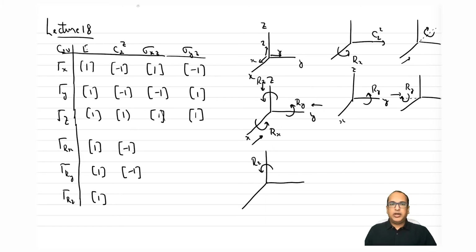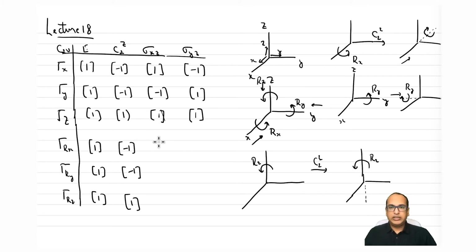Okay, so now again if I do a C2Z on this, what do I get? So what I get is no change, right? Because this axis is collinear with the Z axis, C2Z will not produce any change, and Rz will remain as Rz, so the character will be 1, or the matrix will be 1. Okay, so that should clarify.